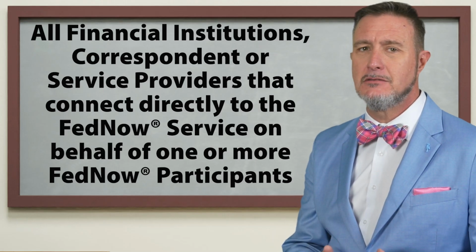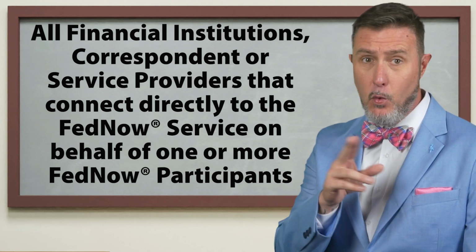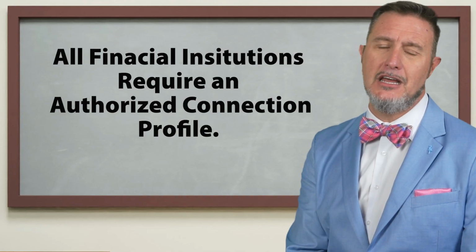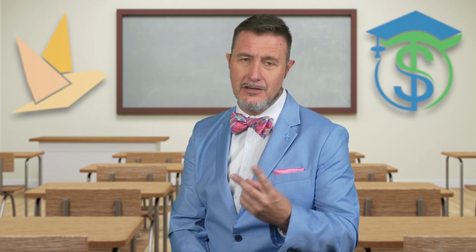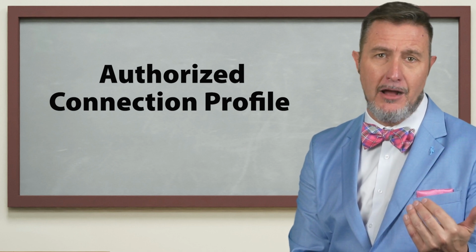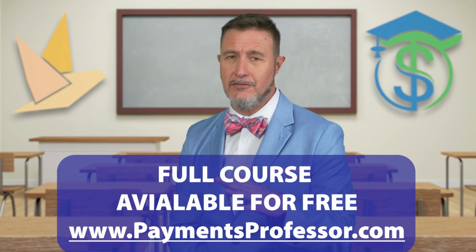All financial institutions, correspondents, or service providers that connect directly to the FedNow service on behalf of one or more FedNow participants or just on their own require an authorized connection profile for that to be completed. So lots of different ways, direct, through a service provider, working with correspondents, all of them though, we're going to have that authorized connection profile because they work with what we call a connection party. Oh no, new terminology, which the connection party sets up the primary connection. We're going to go into more detail on connection parties later. For now, it's just important to know what these different options are.